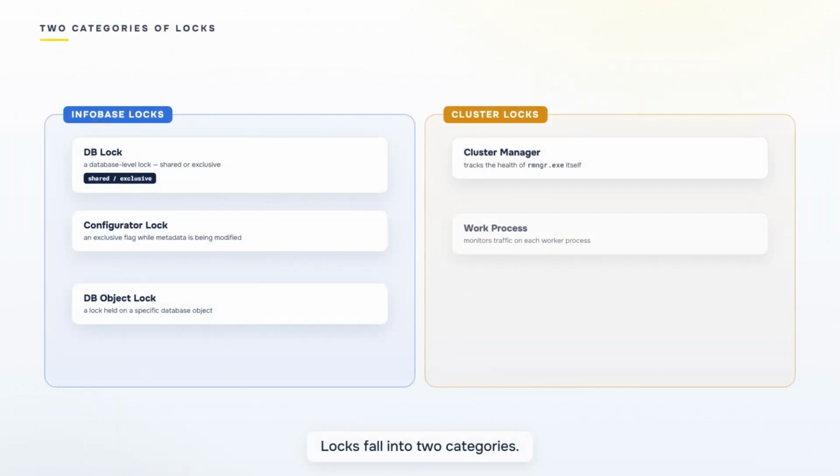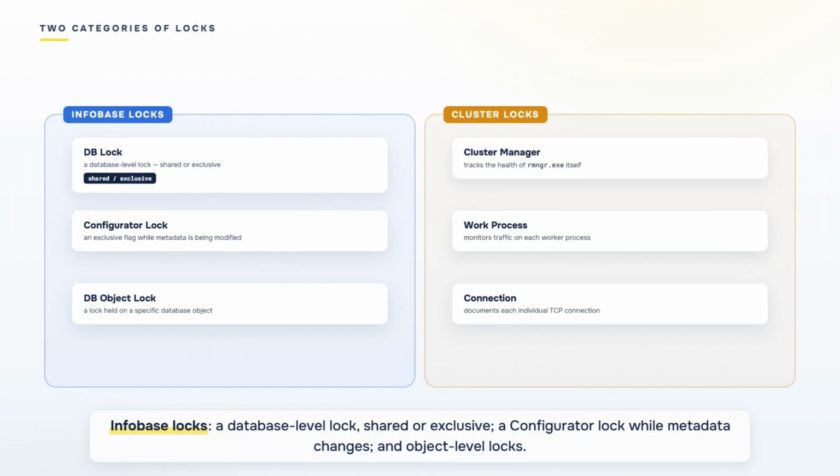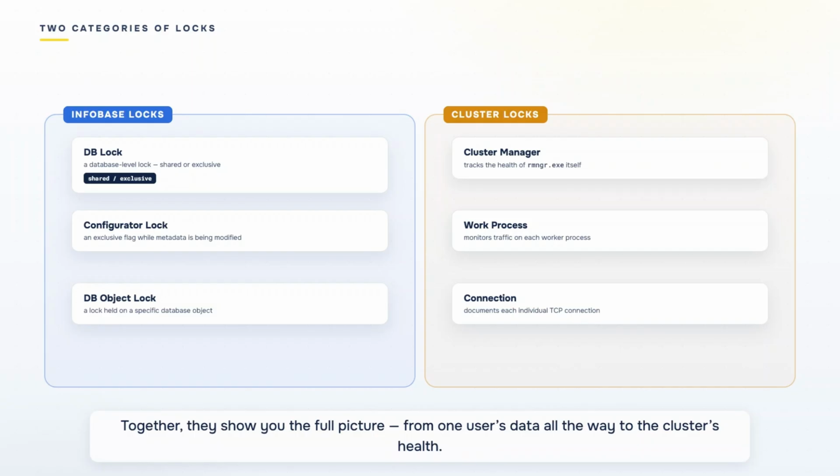Locks fall into two categories. Infobase locks: a database-level lock, shared or exclusive, a configurator lock while metadata changes, and object-level locks. Cluster locks: the health of the cluster manager itself, each work process, and every individual connection. Together, they show you the full picture, from one user's data all the way to the cluster's health.